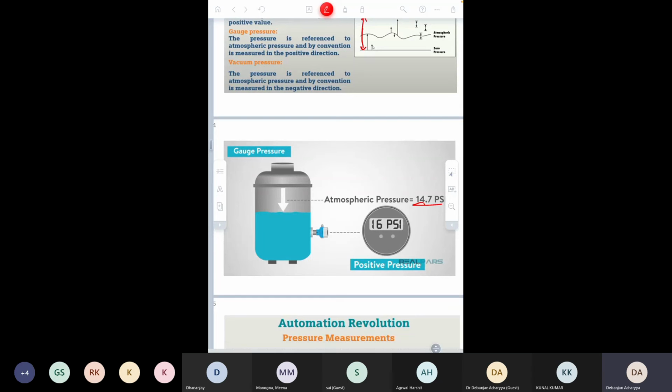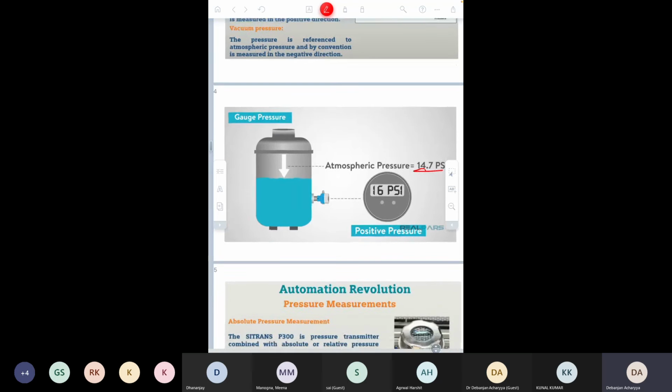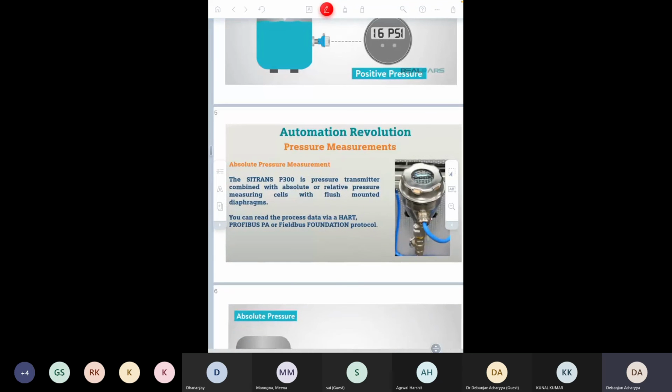Gauge pressure may be positive or negative. If the gauge pressure is higher than the atmospheric pressure, then it is positive, and if it is lesser than the atmospheric pressure, then it is negative gauge pressure. In absolute pressure measurement, you will find this kind of pressure sensor. This is an example: the SITRANS P300 is a pressure transmitter which combines absolute or relative pressure measuring cells with a flush-mounted diaphragm. You can see this kind of absolute pressure sensor in industry.